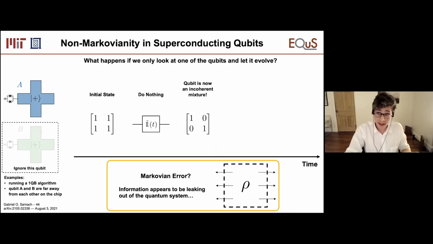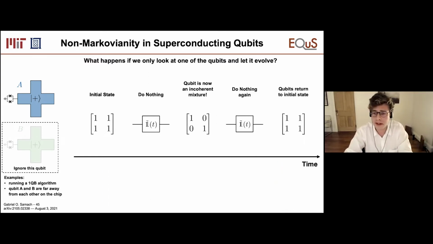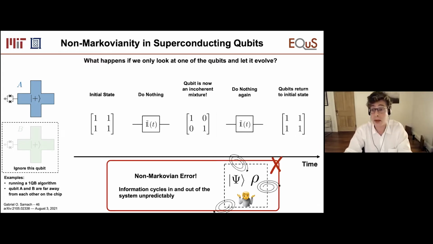And at this point, you might conclude, okay, we have a Markovian error. The information has just leaked out of our system. But if we let our state continue to evolve undisturbed and we do nothing again, we'd find that the state returns to its initial configuration. And this is exactly what I mean by a non-Markovian error. So here we had some phase information stored in our state. It appeared to disappear in time, to be lost to the environment, but then it cycled back in at some later time.